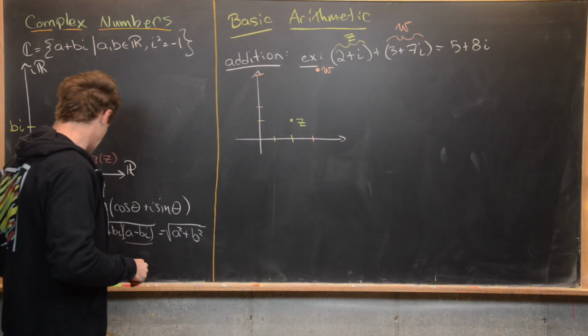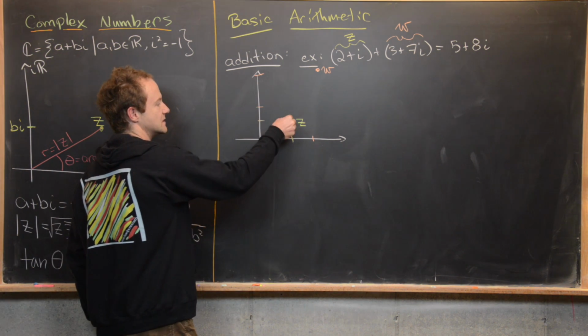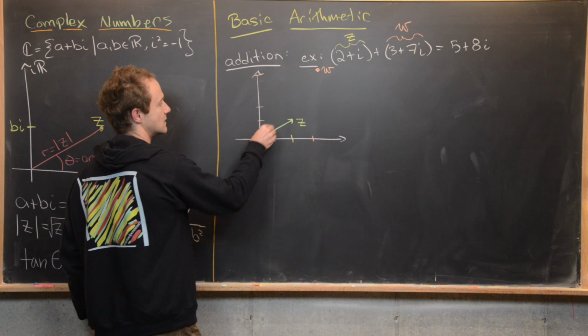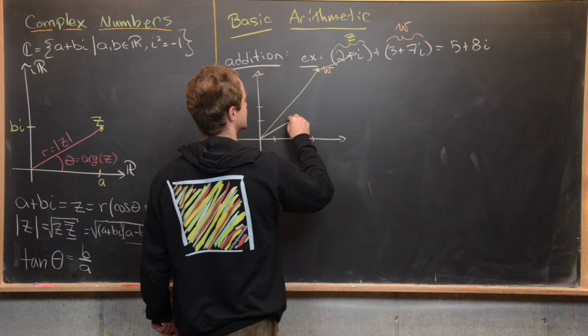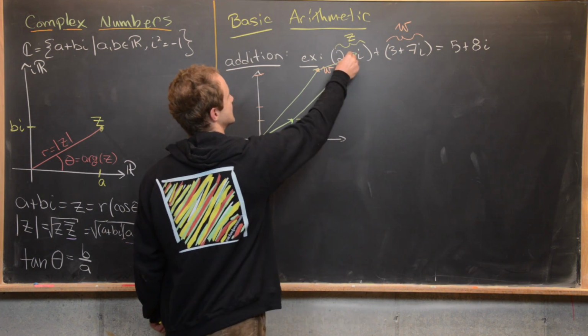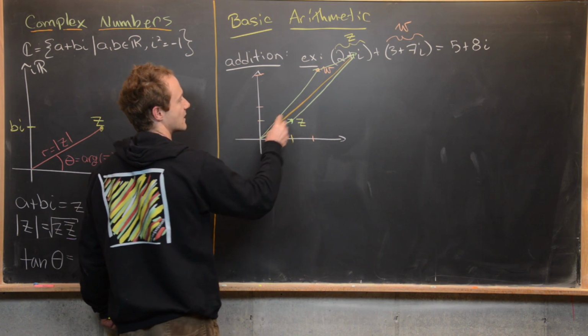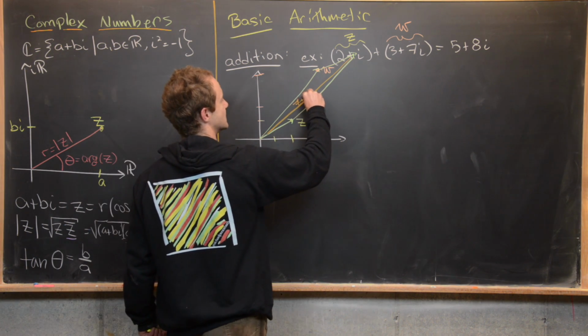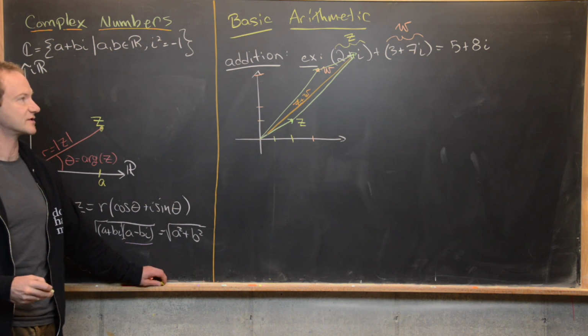And now what do we get when we add those? Well, it's like completing a parallelogram. So this would be like z, this would be like w, and then if we complete this parallelogram to the end, then the diagonal right there is z plus w. Okay, good. So just like adding vectors.